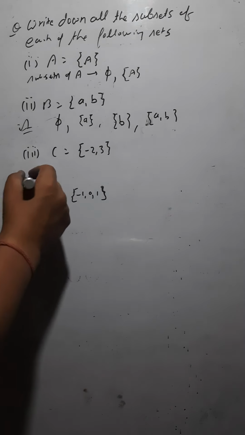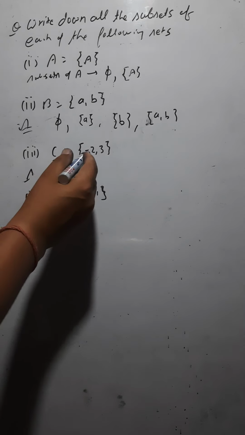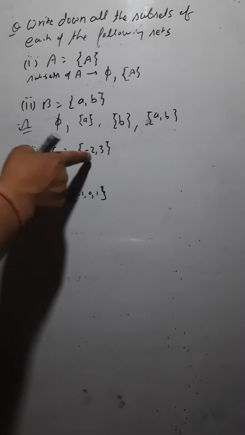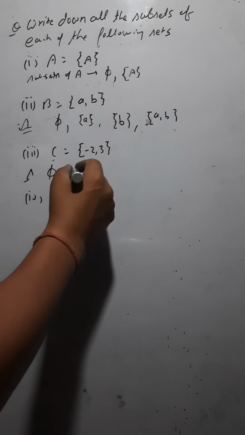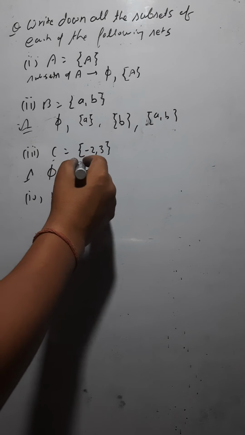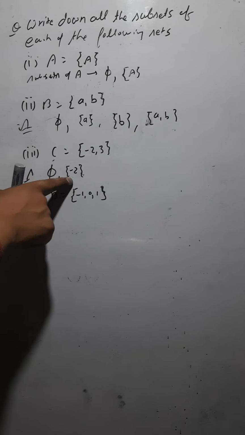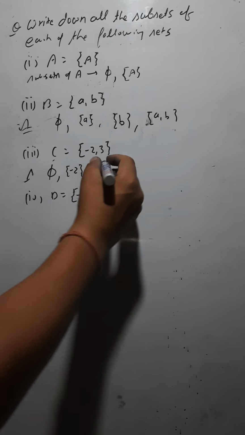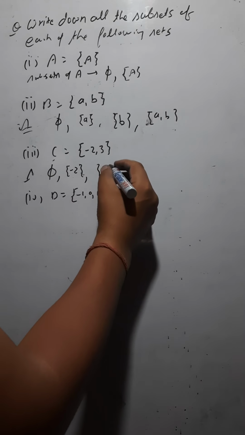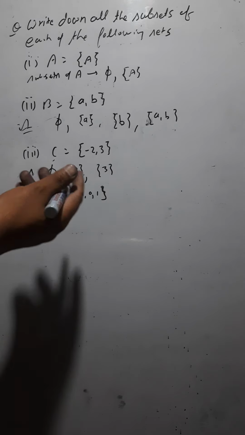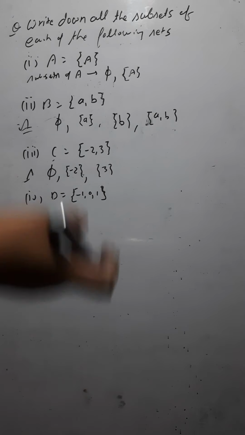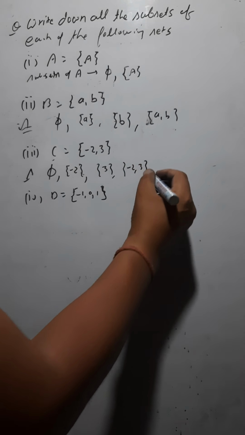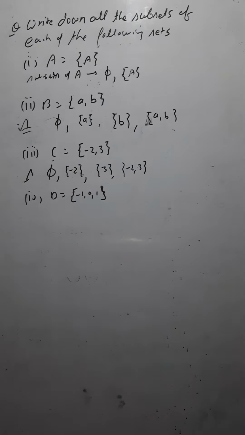So these are the 4 subsets of B. Okay. Similarly, you have to write the subsets of C. So what are the subsets of C? First you would write phi. Phi is a subset of all the sets. Then you write -2. Why -2? Because -2, if I am writing -2, would be a subset of C. Why? Because this -2 is there. Isn't it? Yes. Then you would write 3 also. Then both you can write, because a set is a subset of itself also. Okay. So then you can write both the elements, -2, 3 also. Okay. So these are the 4 subsets of the given set.